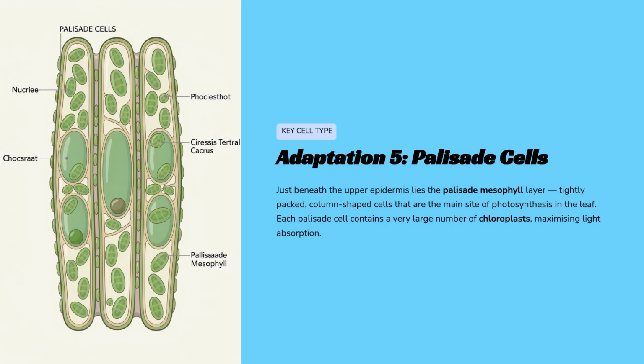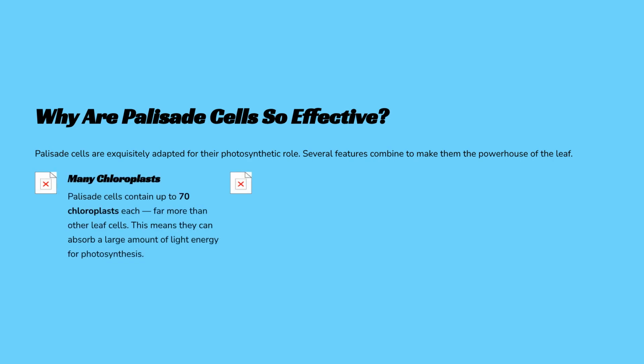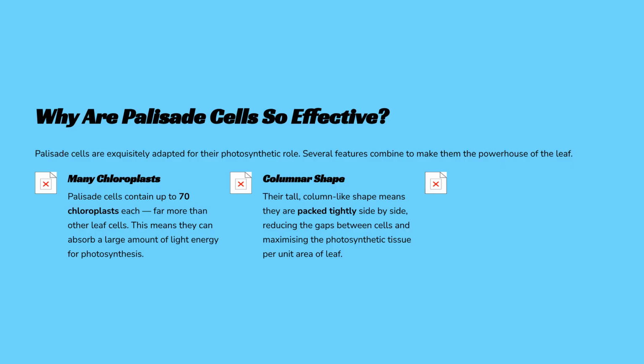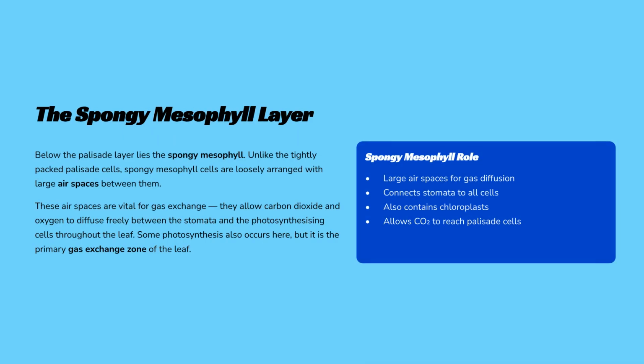Adaptation 5 is the palisade cells, located just beneath the upper epidermis. These tightly packed, columnar cells are the main site of photosynthesis and contain a very large number of chloroplasts. Palisade cells are effective because they contain many chloroplasts, maximizing light energy absorption. Their columnar shape allows tight packing, and their upper position ensures maximum light exposure. The spongy mesophyll layer lies below the palisade layer.